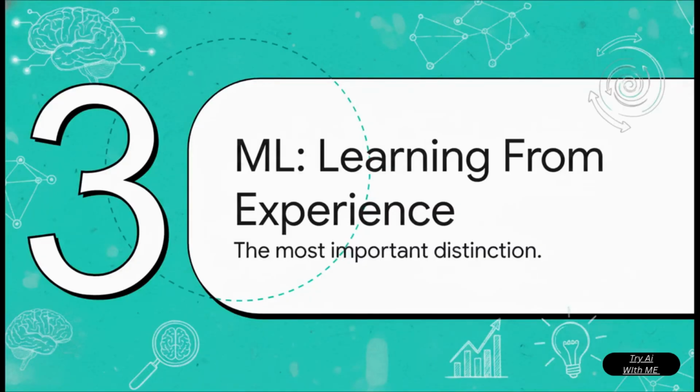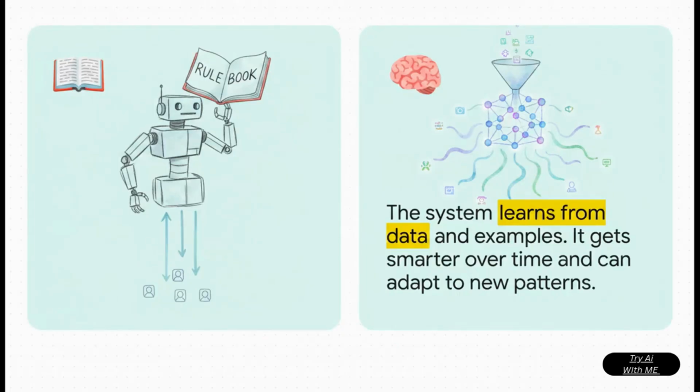Okay, so let's zoom back into that diagram we saw. You know, that smaller circle inside the big one? We're going to talk about a very special type of AI that has completely changed the game. It's called machine learning. This right here is the main difference. The old way of doing AI was like giving a computer a giant, super detailed rulebook. It could only do what the rules said, nothing more.